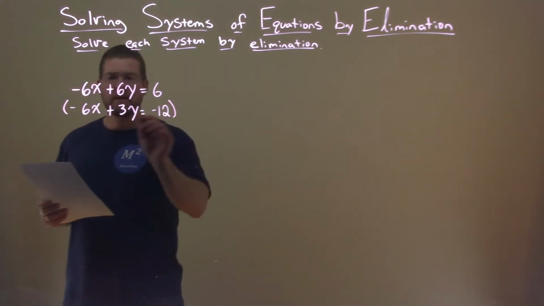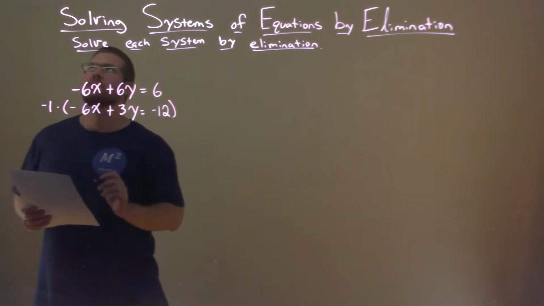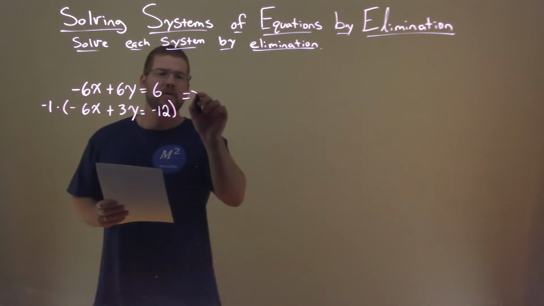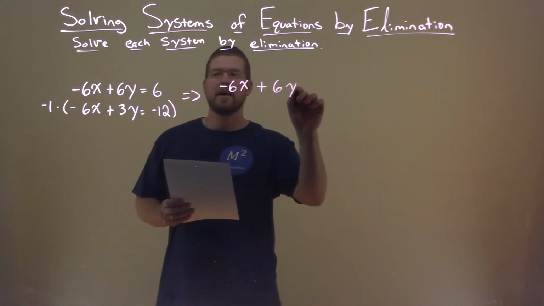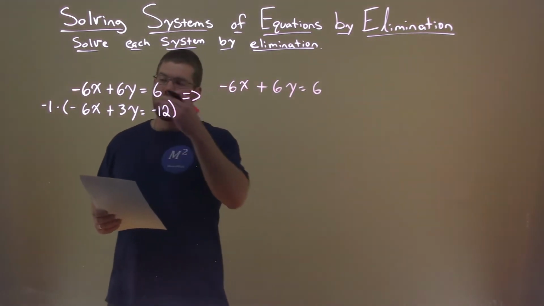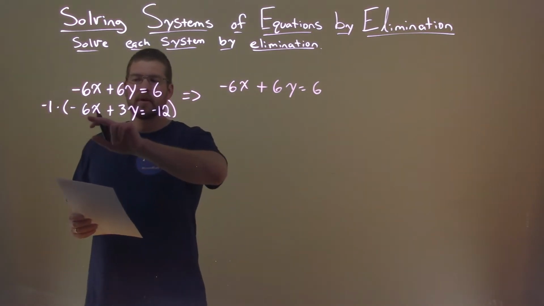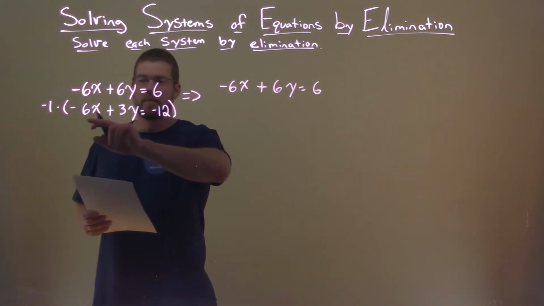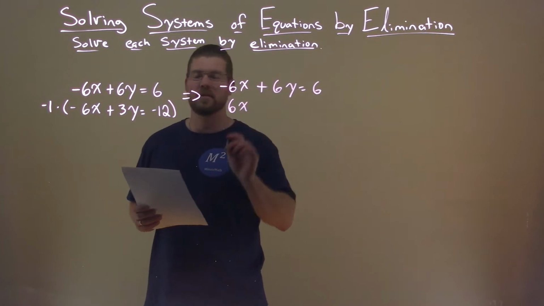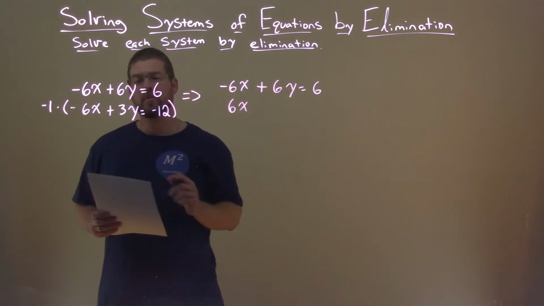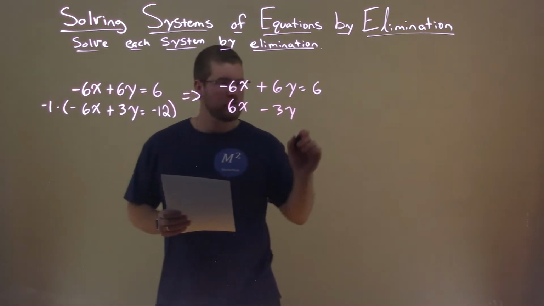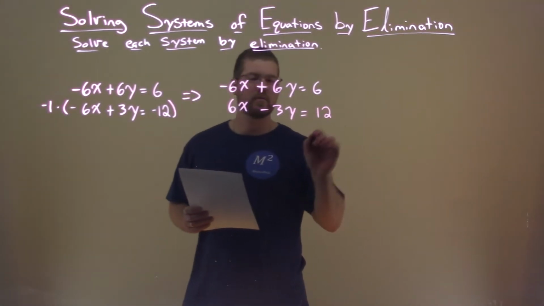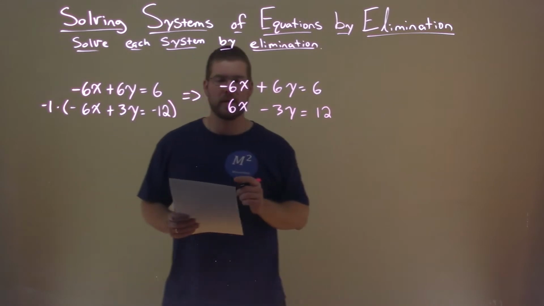I'm going to take the second equation and multiply it by a negative 1. In doing so, the top equation stays the same: negative 6x plus 6y equals positive 6. The second equation, multiply negative 1 to all parts. Negative 1 times negative 6 is a positive 6x. Negative 1 times 3y is a minus 3y. And negative 1 times a negative 12 is a positive 12. Two negatives make a positive with multiplication.